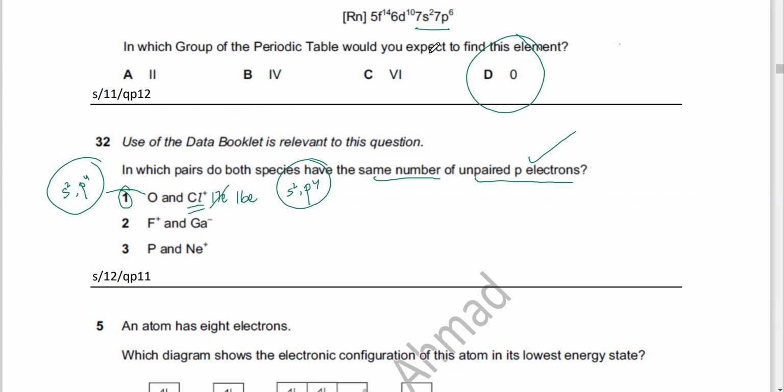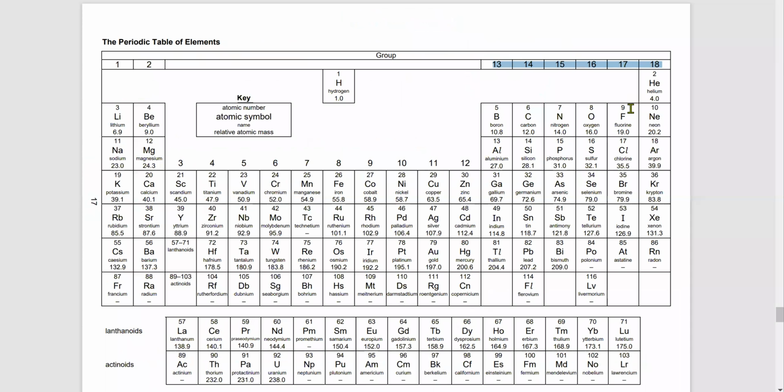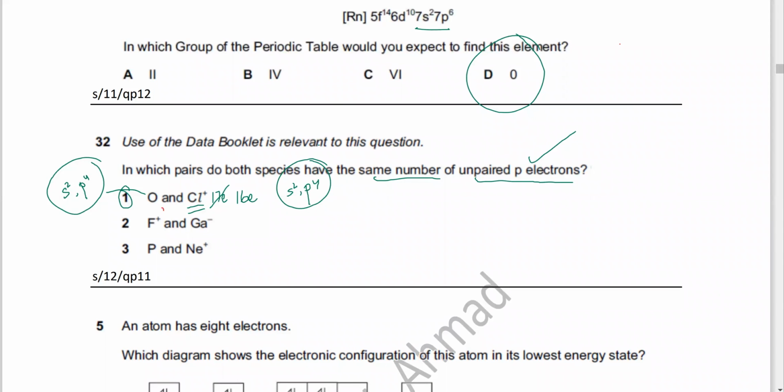Similarly, the next one, you have fluorine plus 1. Fluorine plus 1 would be fluorine losing an electron. So fluorine is 9 electrons. Plus 1 means that you have the electronic configuration of oxygen. You have 1 electron less. Instead of 9 electrons, you're looking for the electronic configuration with 8 electrons. So it's group 6. What's the electronic configuration of group 6? It is s2p4.